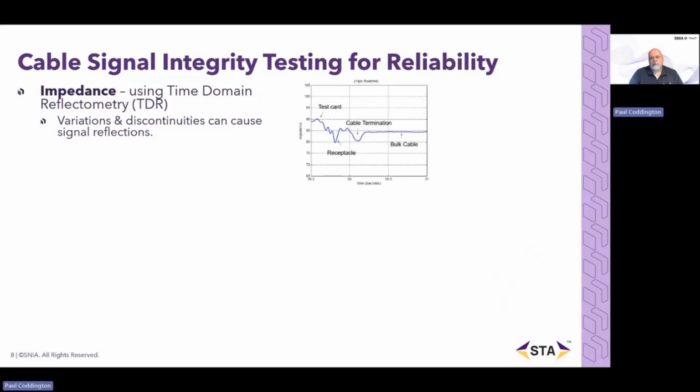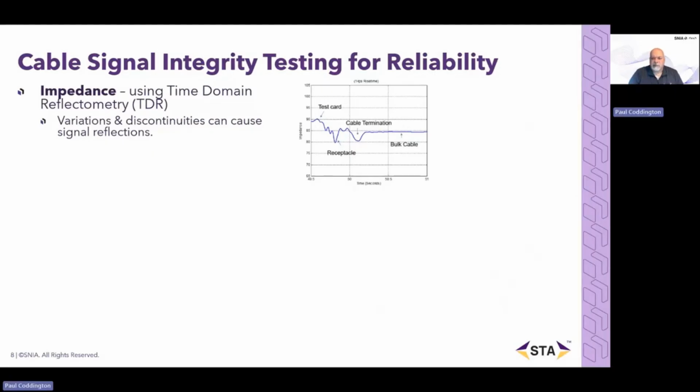Next, we'll talk about signal integrity testing for reliability. There's actually a whole series of SI tests for cables. I'll start off with the impedance test, a time domain measurement. The impedance test measures variations of the impedance along the signal path within a cable. A TDR is what's used to make the measurements.